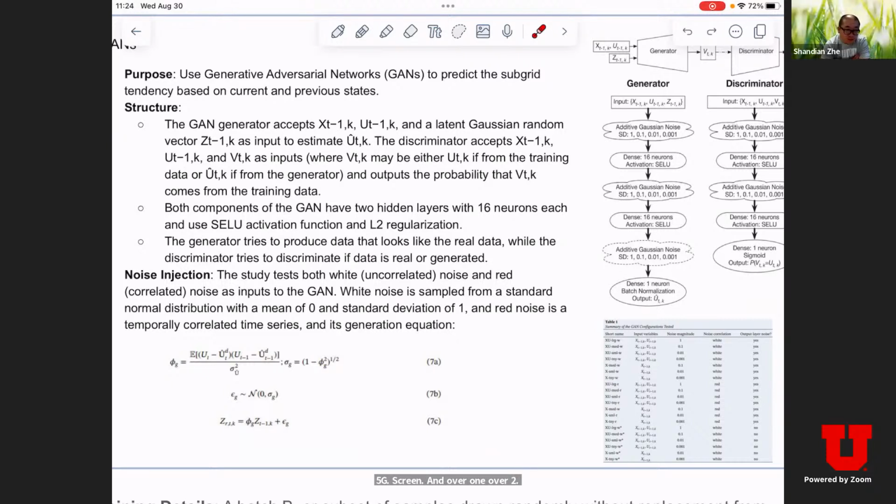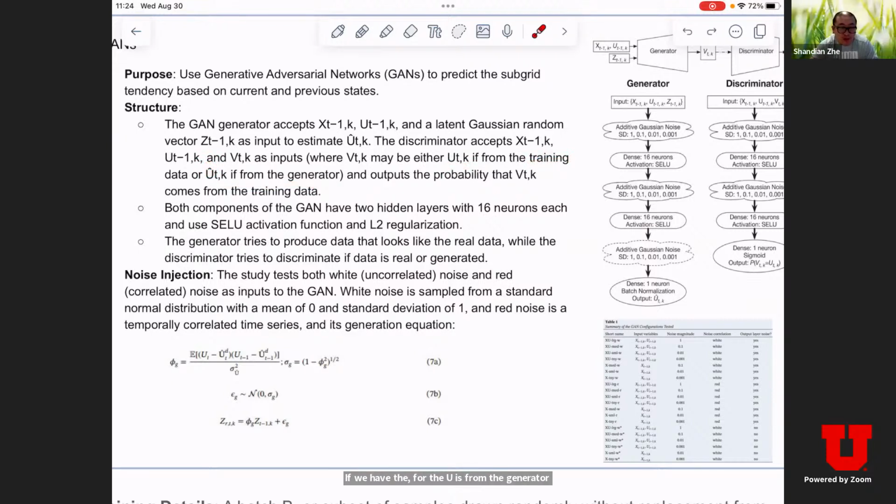So what does the U hat TD mean? This term means the estimate value. It's generated by the generator, I think, because we can see this one is from the training data. If we have the hat for the U, it is from the generator.